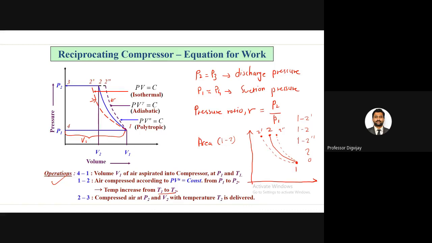So why am I saying minimum work? Because the compressor is a work consuming device. Our objective should be that I should require the least work. म्हणजे मला intake कमी मिळाला पाहिजे. So in case of a compressor, the objective is always to calculate the minimum work required.